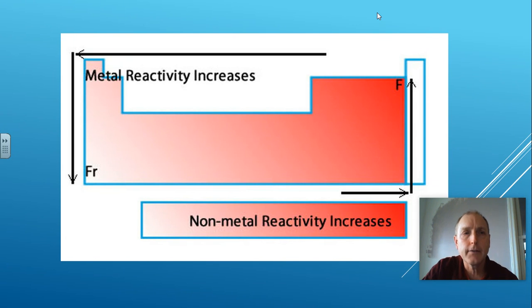Here's just a summary of the reactivity. Metals get more reactive as we get to the left side of the table and further down. So francium down here on the bottom left is the most reactive metal on the table. Non-metals get more reactive towards the right and the top. So fluorine is the most reactive non-metal.